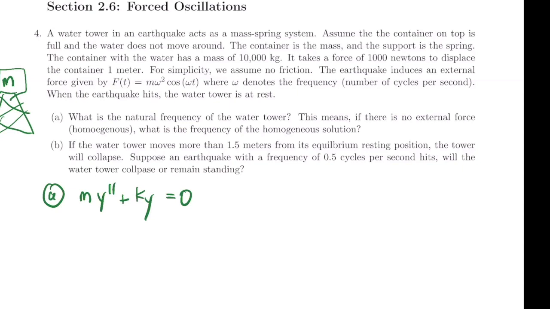And we're told the mass is 10,000 kilograms. And we're also told that it takes a force of 1,000 newtons to move this container 1 meter. Okay, so in other words, if you wanted to push this container down by 1 meter, you would have to put 1,000 newtons worth of pressure on top of it. Is that K? That is K, exactly. Yep, so when we talk about this spring constant, K is actually telling us how much force you need to put on the spring to move it 1 meter.